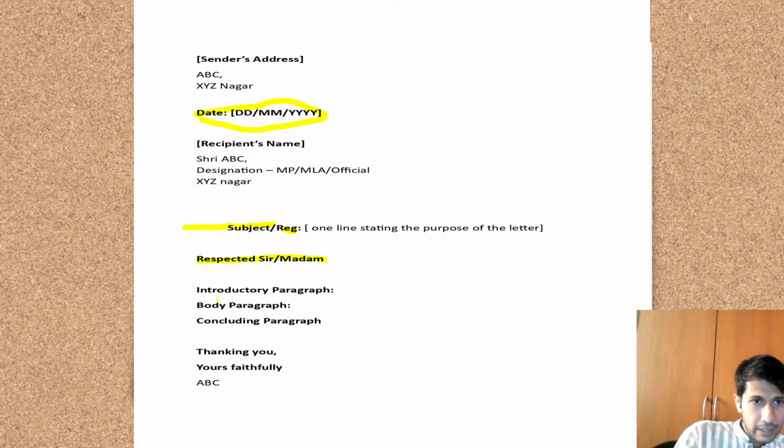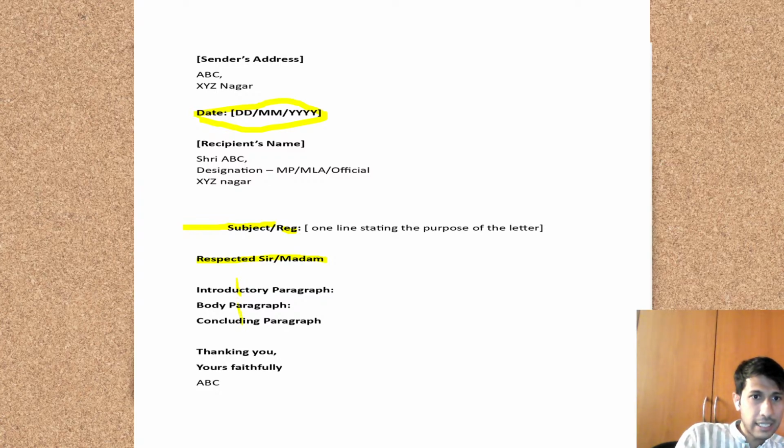Then the first paragraph. Same as how you write an essay, you have to write 3 paragraphs, and try and finish off the entire letter in a single page. Paragraphs have to be very small here. Introductory paragraph of 2 or 3 lines, body paragraph of 4 to 5 lines, and concluding paragraph of 2 to 3 lines. And for all of them, leave a little space and start somewhere from here.